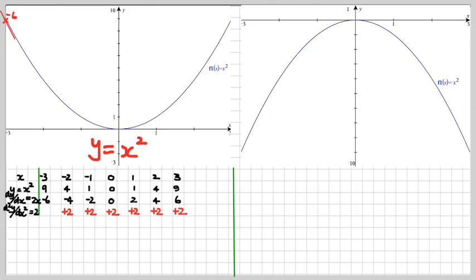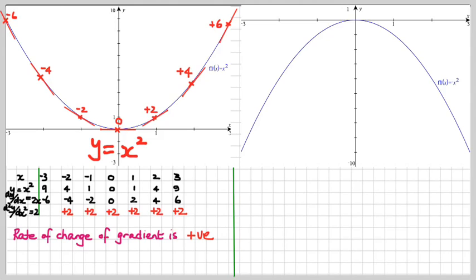Now look at my little diagrammatic helper here. Watch this. See, that's at x is minus 3, dy dx is minus 6. At x is minus 2, it's minus 4. At x is minus 1, the gradient is minus 2. When we've got the origin, we've got the gradient as 0. Following this pattern, you're going to get 2, 4, 6 for x is 1, 2, 3 respectively. Do you get that? Okay, now you can see that the rate of change of the gradient is always positive. Yes, it's positive.